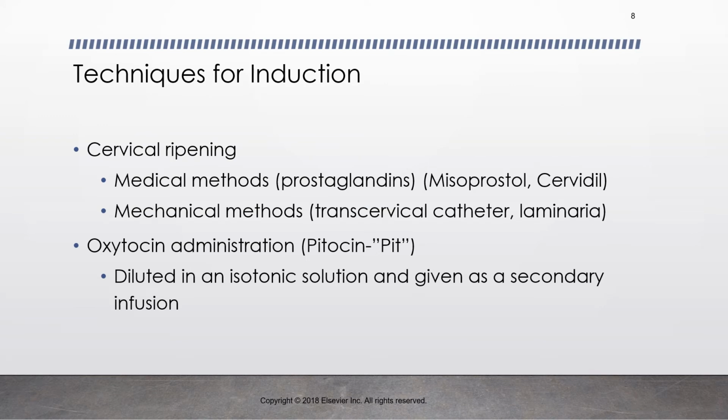So here we go. More techniques for induction, like we were just saying. Cervical ripening, medical methods. Okay? Medical methods. We use prostaglandins. And if you don't know what prostaglandins do, you need to go look it up. All right? We can use a medicine called misoprostol, which is also known by the brand name Cytotec. It is actually used to prevent NSAID-induced peptic ulcers.